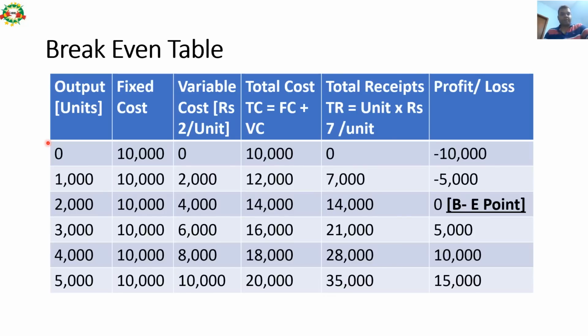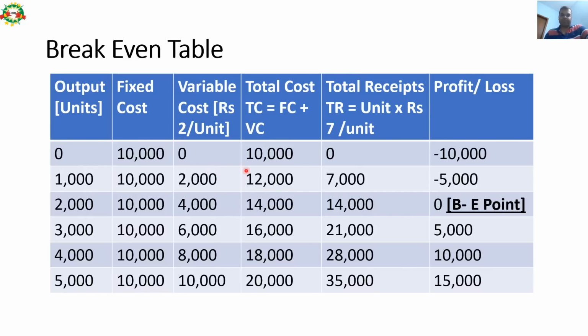So let us try to solve the previous problem with the help of a table, which is also called a break-even table. Sometimes this table may also come in the exam directly, and a 1 mark question may be asked by the examiner. So say in the previous example, the company produces 0 units, for example. In that case, fixed cost given in the question, 10,000, will remain the same.